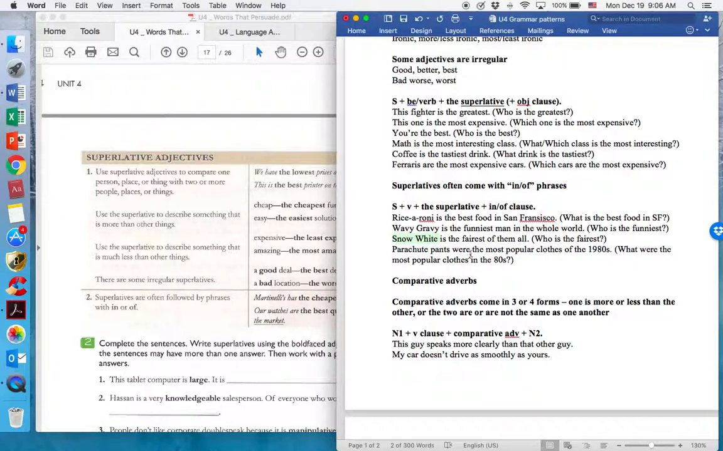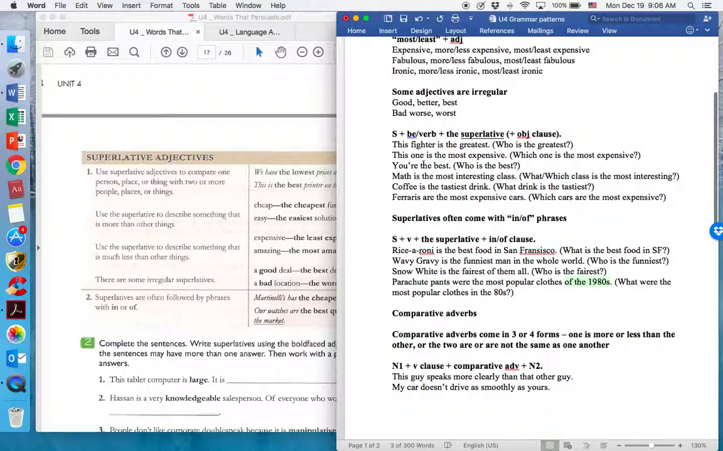Parachute pants were the most popular clothes of the 1980s. Subject, be verb, the, superlative adjective, and then our object with of a time. And the question there would be, what were the most popular clothes in the 1980s?